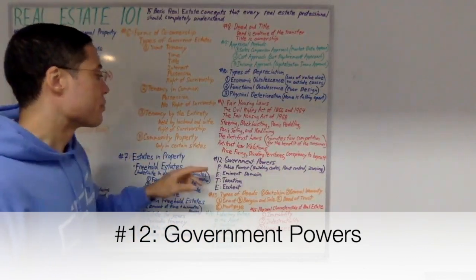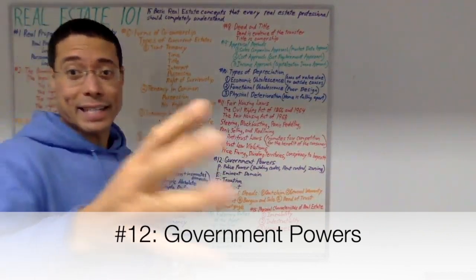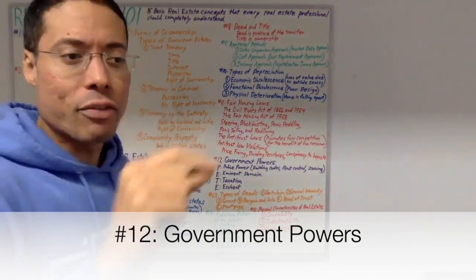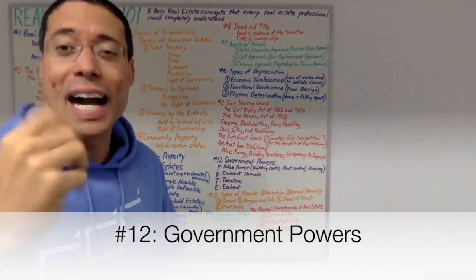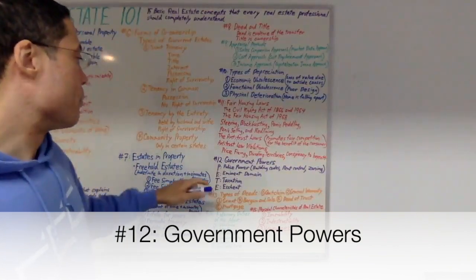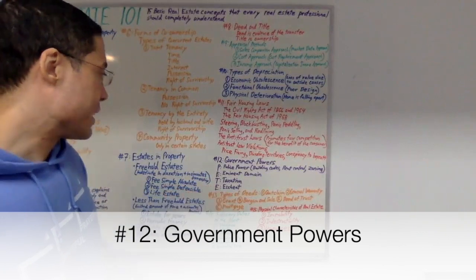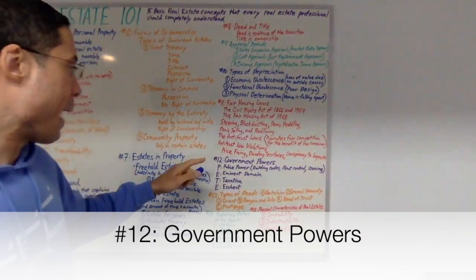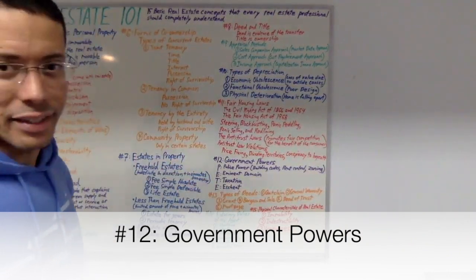Police power. E, eminent domain. That's where the government actually takes your property, right? And by the way, the government can take your property through what type of process? It's the process of condemnation, right? T, taxation, and E, escheat, right? So 4 government powers, right? Police power, eminent domain, taxation, and escheat, right?